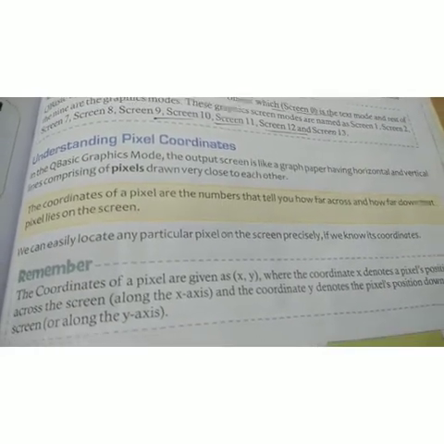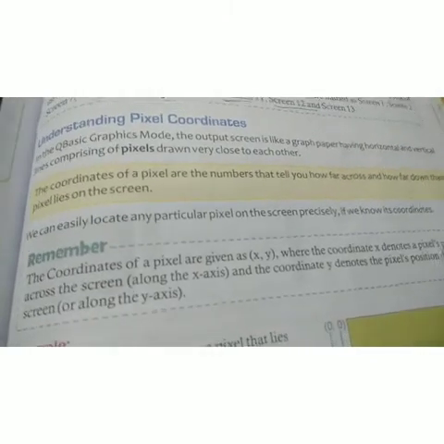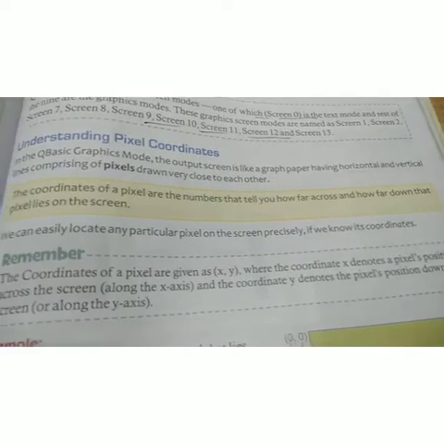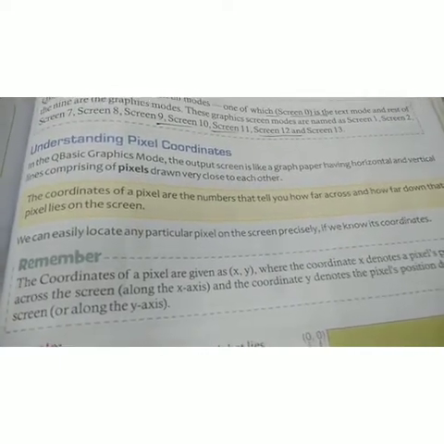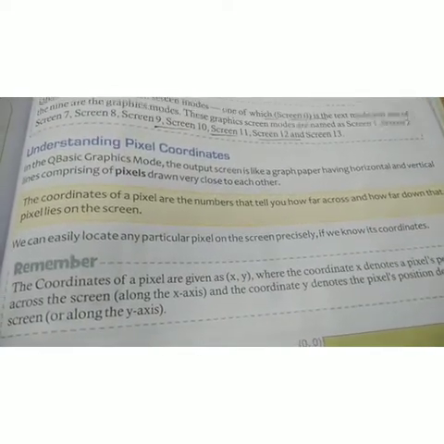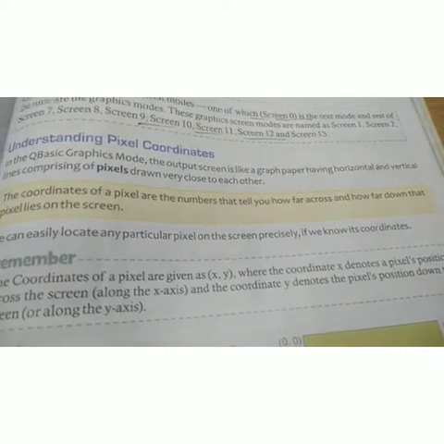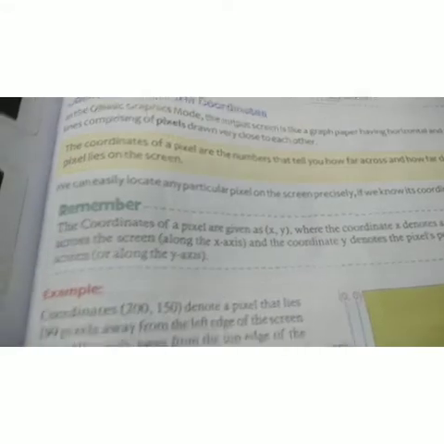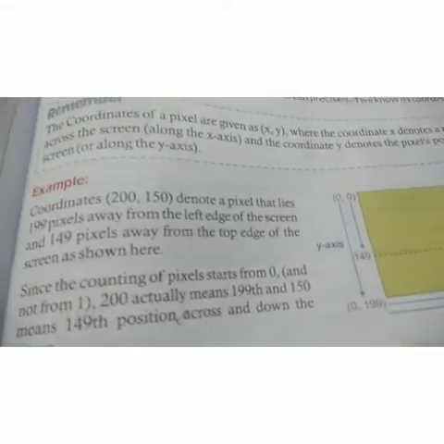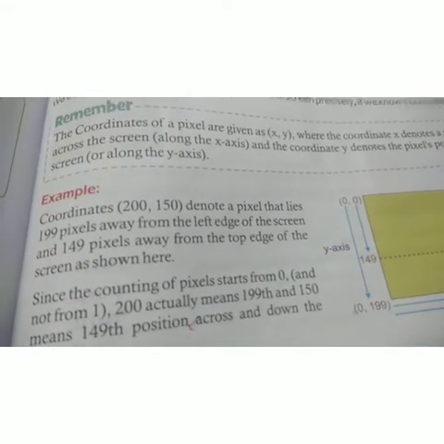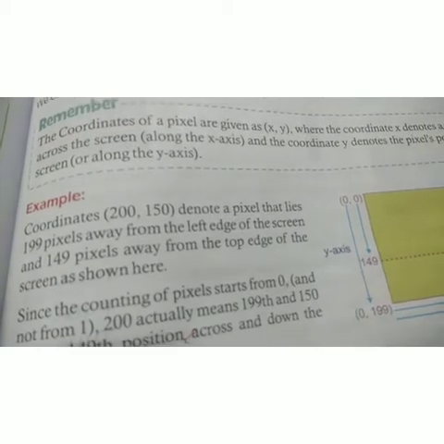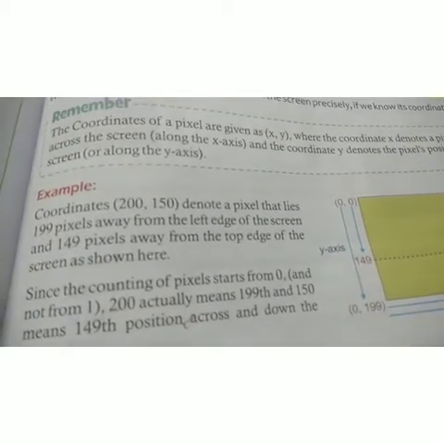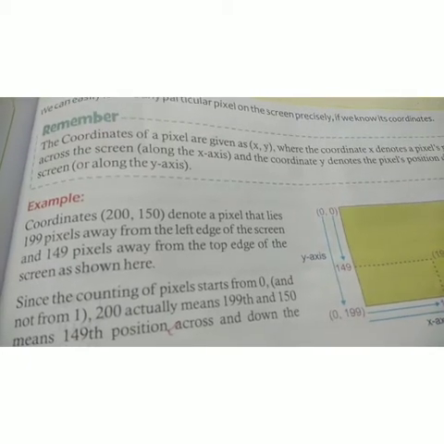Okay. Now remember, the coordinates of a pixel are given as x, y, where the coordinate x denotes a pixel position across the screen, along the x-axis, and the coordinate y denotes a pixel position down the screen, along the y-axis. Now let's see an example. Coordinates 200, 150 denote a pixel that lies 199 pixels away from the left edge of the screen and 149 pixels away from the top edge of the screen, as shown here.